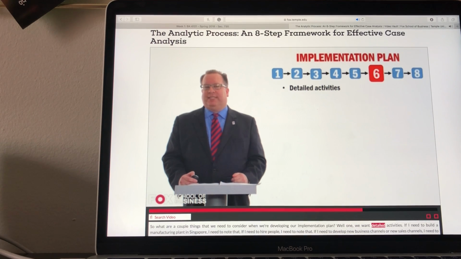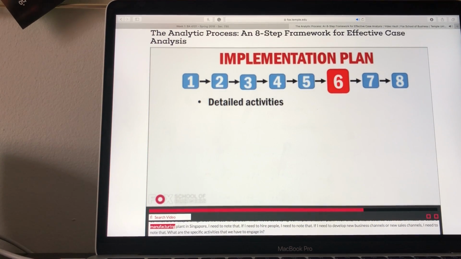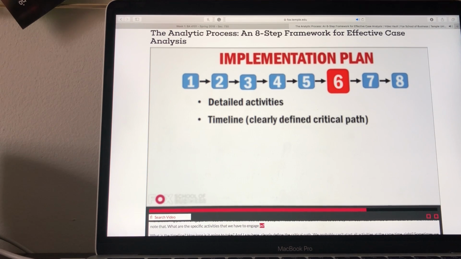Well, one, we want detailed activities. If I need to build a manufacturing plant in Singapore, I need to note that. If I need to hire people, I need to note that. If I need to develop new business or new sales channels, I need to note that. What are the specific activities that we have to engage in? What is the timeline? How long is it going to take? And I say here, clearly define the critical path.